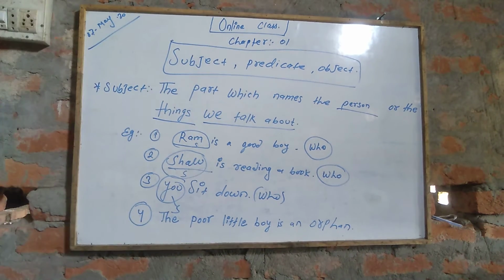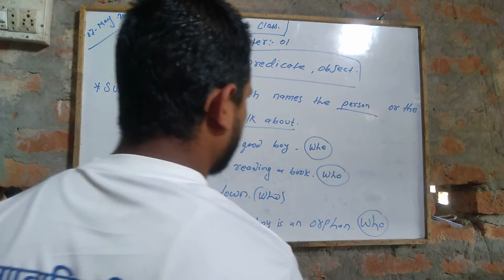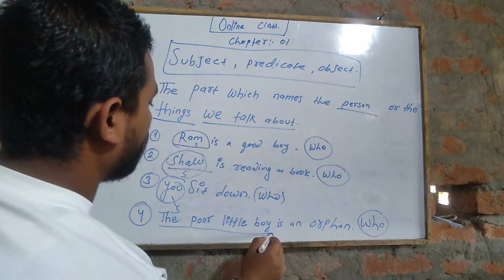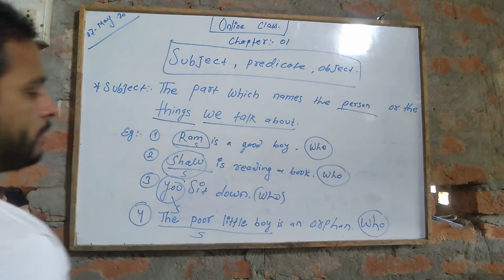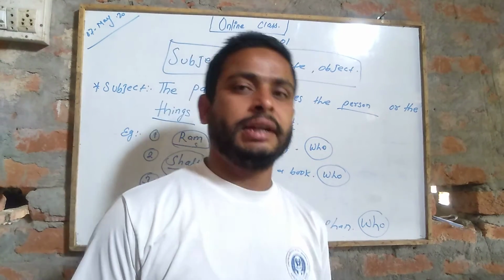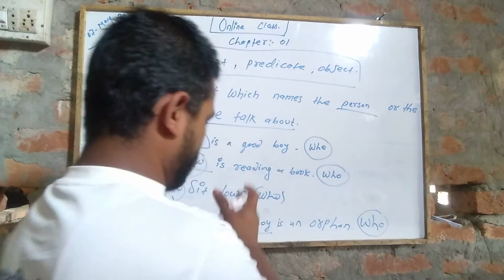The poor little boy is an orphan. So you use who. Who is an orphan? The poor little boy is an orphan. That is the simplest way to identify the subject. We also talk about the predicate. Before that, here are some examples.